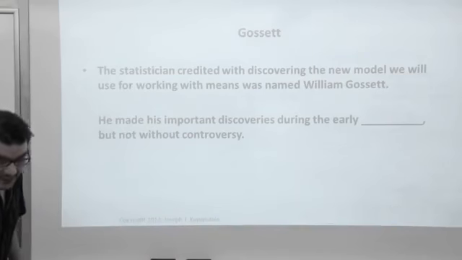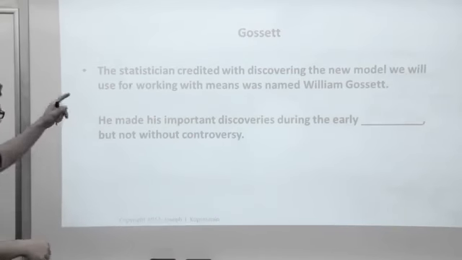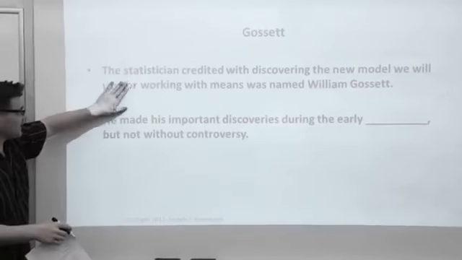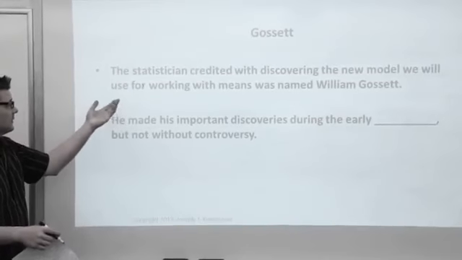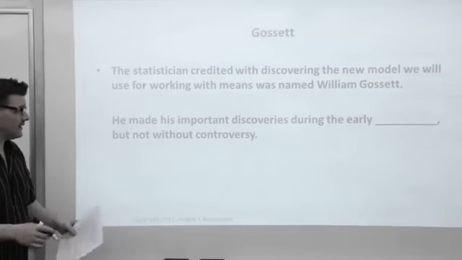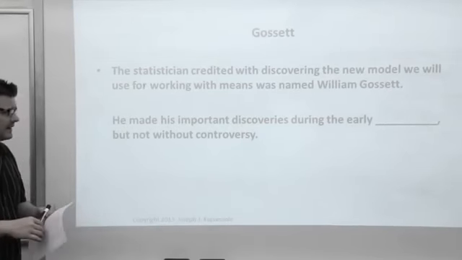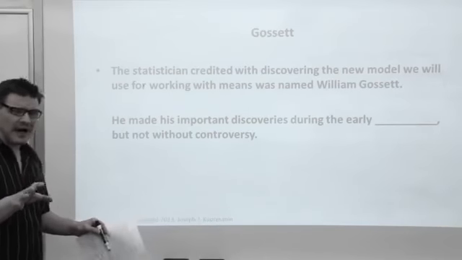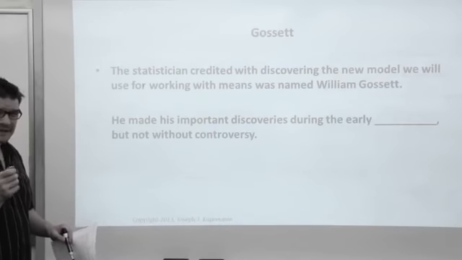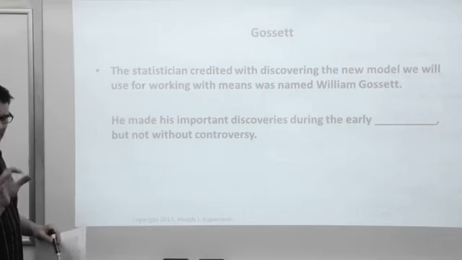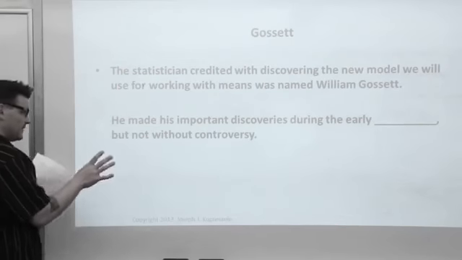So let me get my notes because maybe I forgot the story. The statistician who was credited with discovering the new model we will use for working with means was named William Gossett. To be clear, why do we need the new model? It's because I'm using S instead of sigma. And so normal model won't apply to what we're going to be doing.